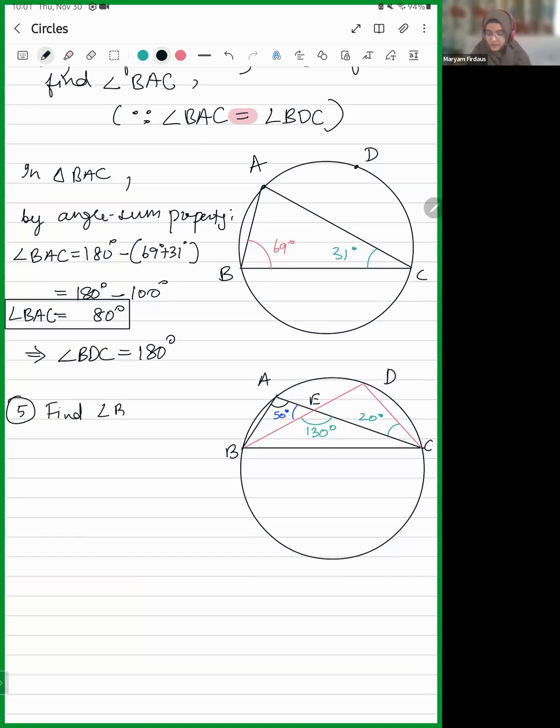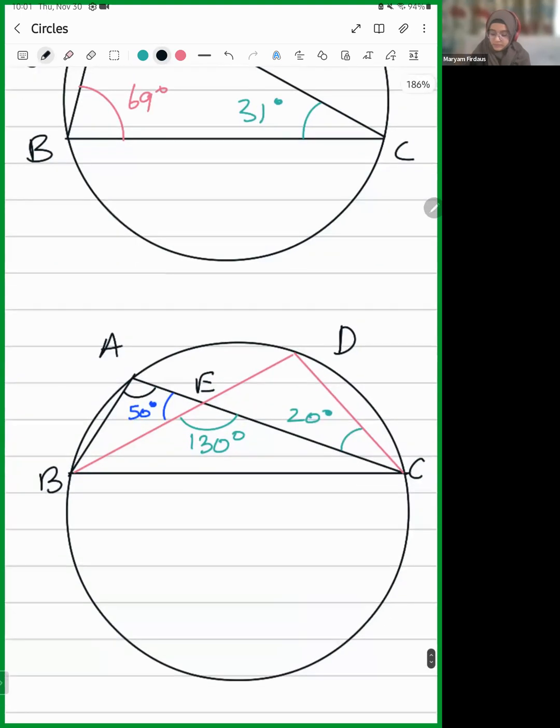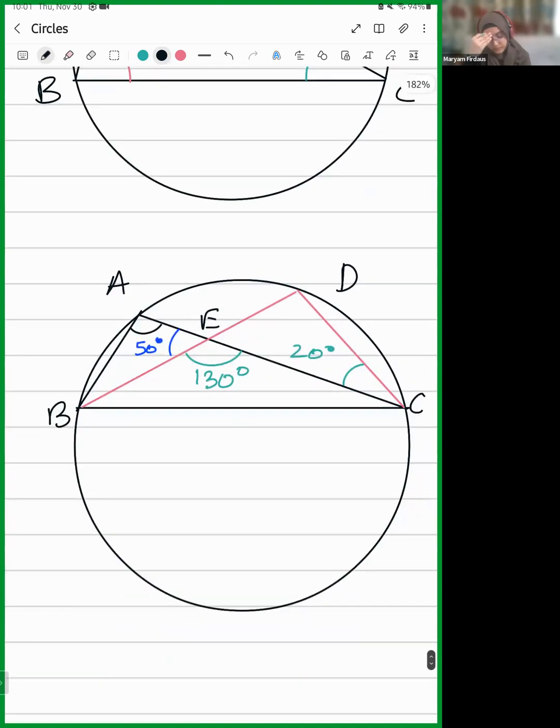Yes, ma'am. Why is it going to be 50 degrees? Fine. Forget about everything else. Now, can you tell me why is it going to be 50 degrees?